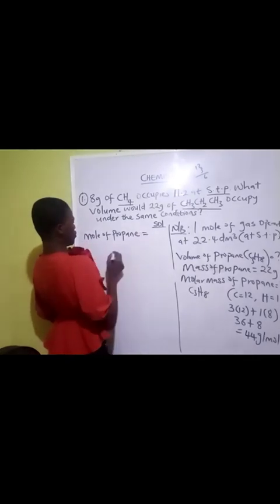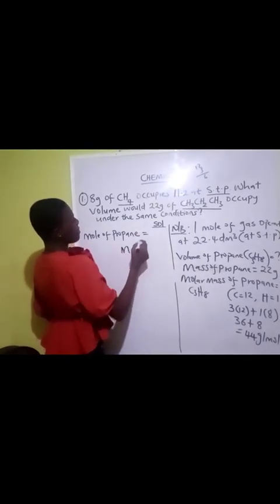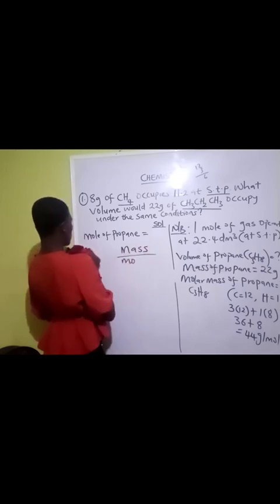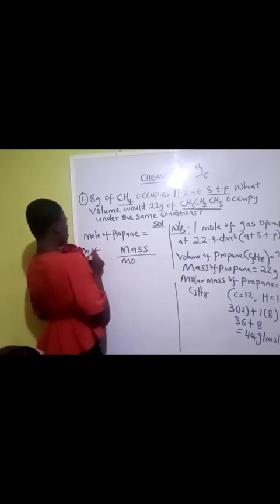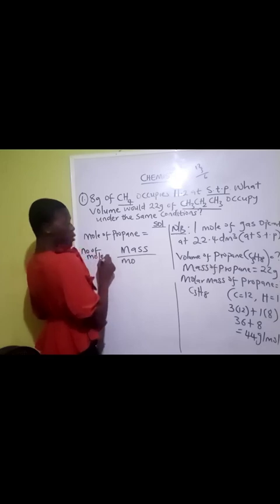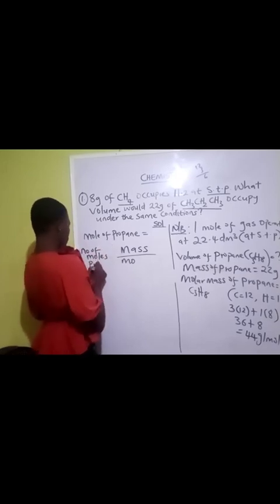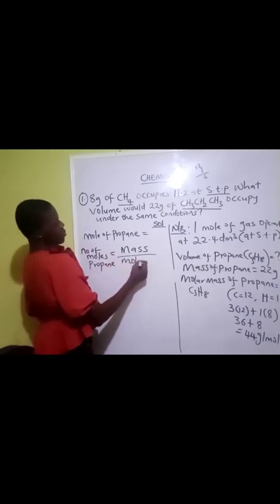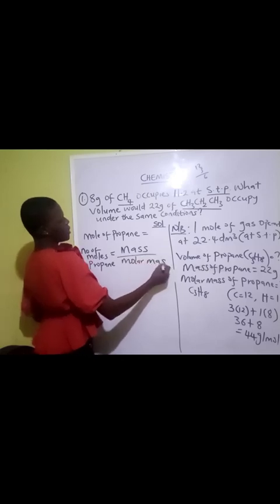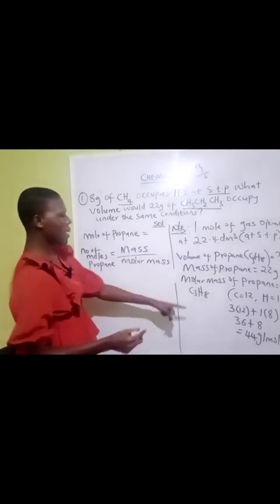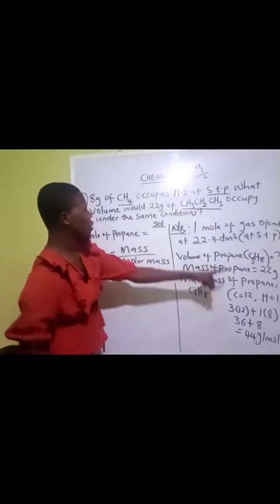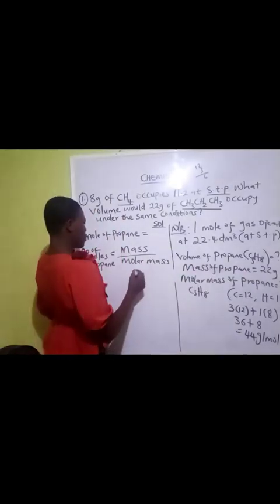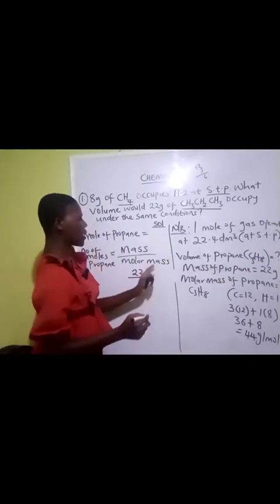Moles of propane is equal to mass over molar mass. That's number of moles. We're looking at the number of moles of propane, which is equal to mass over molar mass. So now from this, what is our mass? The mass of propane is 22 grams. So we have 22 over the molar mass of propane.